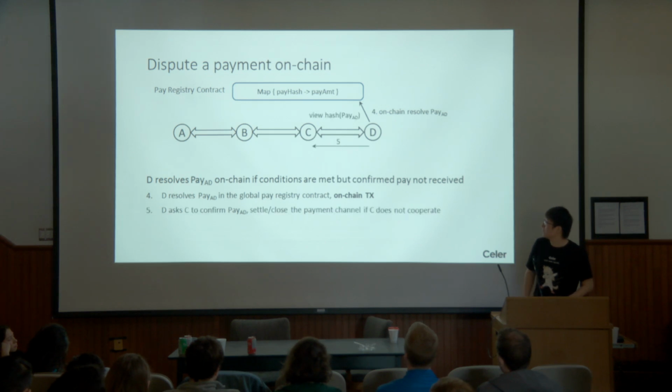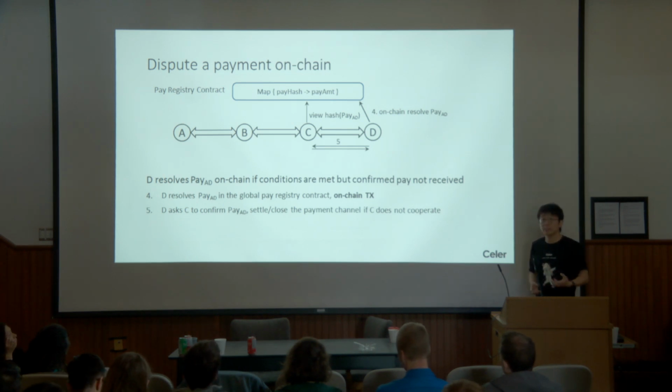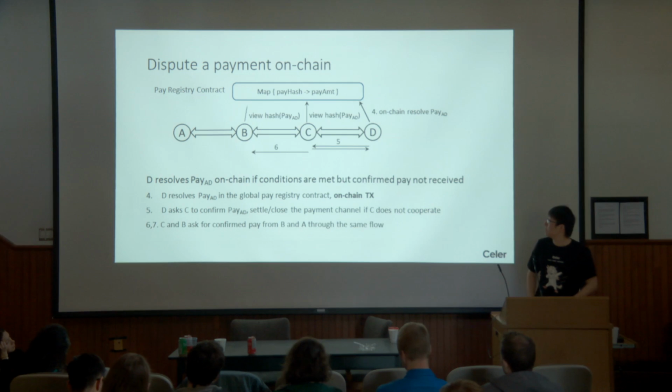And after this, D can ask C to confirm the payment, because the payment is already written on the pay registry. C can safely pay D in advance before receiving the confirmed payment from B, because it is already finalized. And C and B will do the same with their upstream.